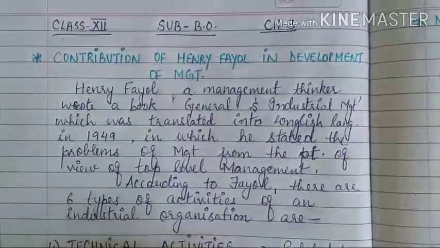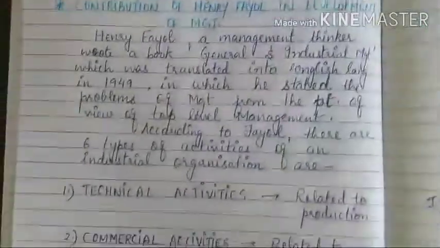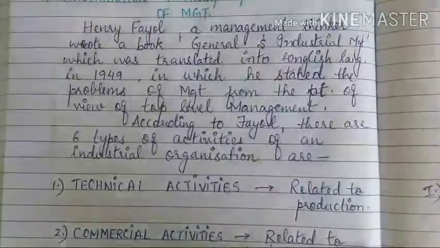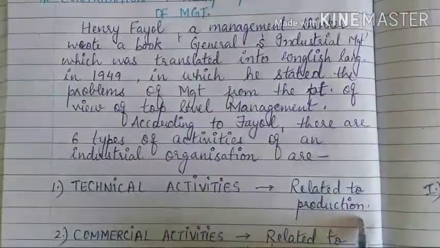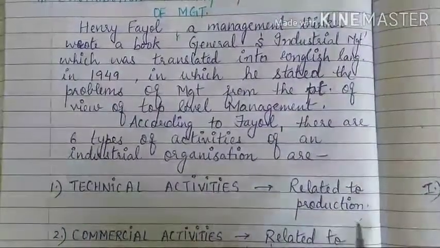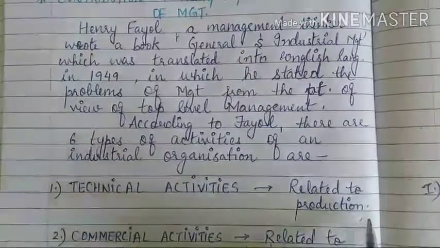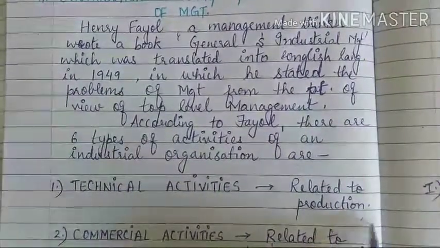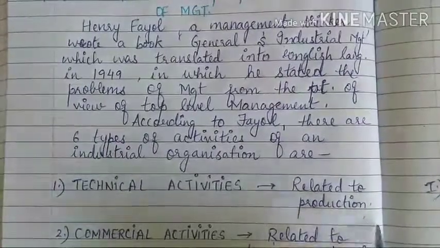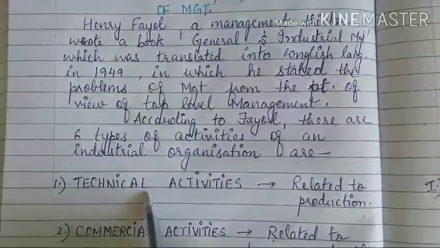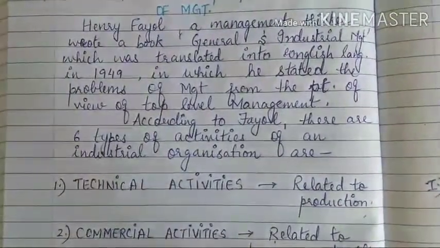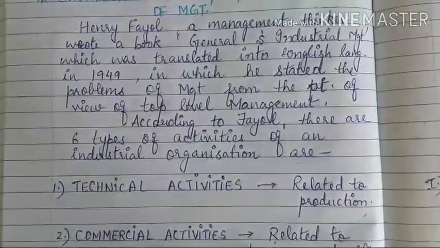Okay. First activity is technical activities. Those activities which are related to the production work. Okay. How to produce, what to produce, and for whom to produce, all those activities have to be performed. That means which techniques have to be used, what all technologies have to be used in the production process.